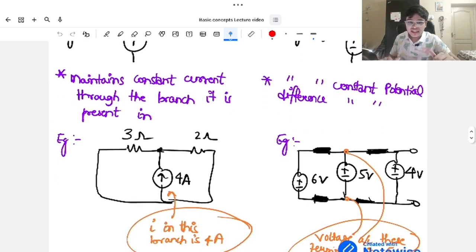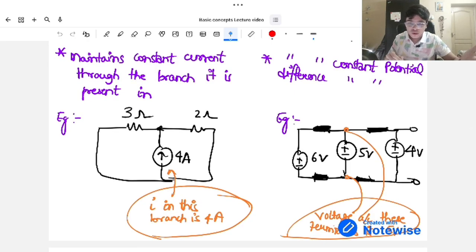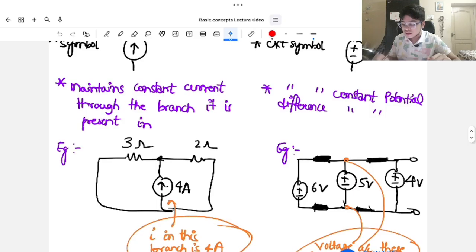What it means is, say, for example, you may already be familiar with KVL, KCL, and all those laws. So if I assume a V here and I try to find incoming or outgoing currents, regardless of the potential across this particular branch, the current is going to be 4 amps. So the incoming current would be 4 amps from this side, regardless of whatever potential you are applying on this side. Good.